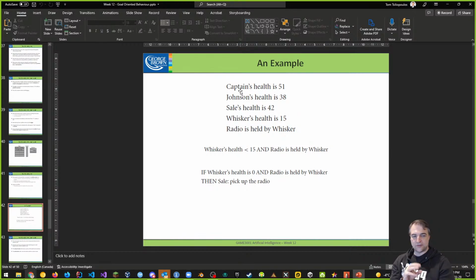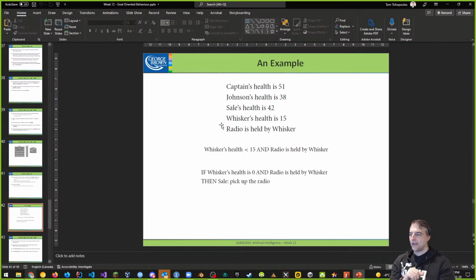So the captain's health, this is the database. The captain's health is 51. Johnson's health is 38. Sally's health is 42. Whisker's health is 15. The radio is held by Whisker. So this is the known information in the database.